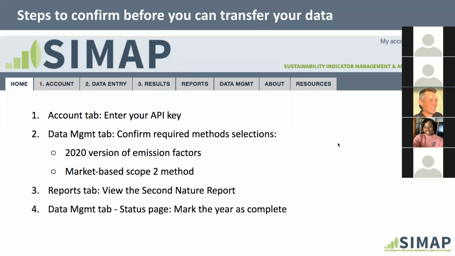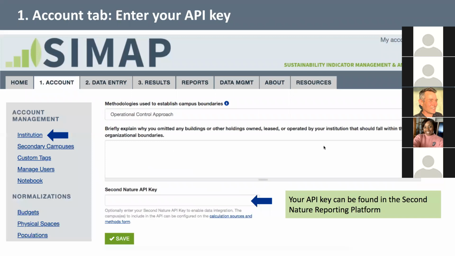So this is an overview of the key steps for getting your data set ready on the SIMAP side. We'll go through each of these in a little more detail, but a quick overview is that first you just need to enter your API key on the account tab. Then you select some required methods on the data management tab. You view your results on the reports tab to see what exactly will be transferred. Then you mark the year that you're trying to transfer as complete so that the reporting platform knows it's ready to go. So we'll take a closer look at each of these steps.